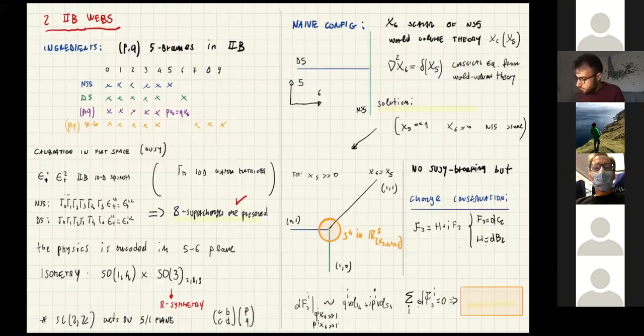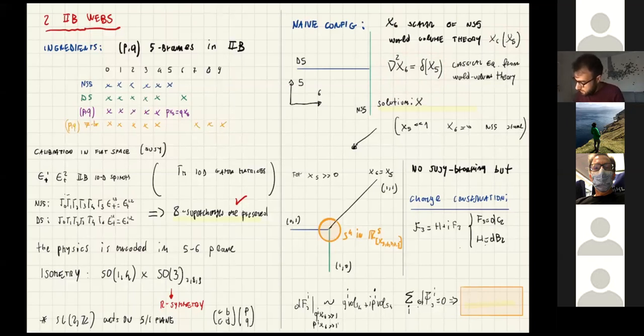And if you write down from the brane action the equation of motion, by varying with respect to X6, and X6 can depend on X5, can depend on the coordinate of the NS5, the equation that one gets is the following one. So this is the classical equation of motion. And how do we solve this equation of motion? Well, the solution is the following.